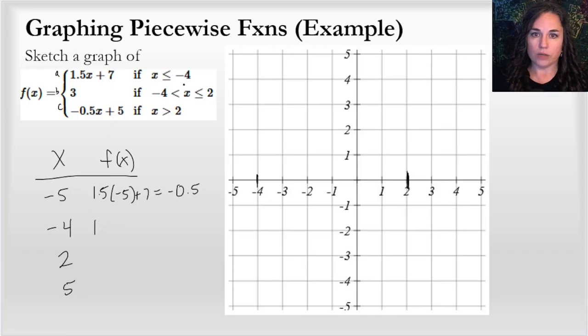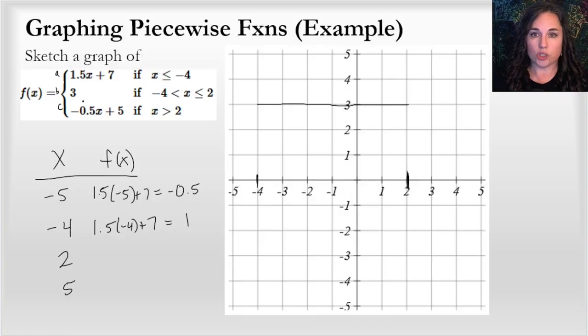At negative 4, I can see that my function is still the first part of the piecewise function. So I have 1.5 times negative 4 plus 7. I was thinking 6 because 1.5 times 4 is 6. So I get negative 6 plus 7. That's 1. When I move to part B, then it just goes to 3. For any number between negative 4 and 2, the value is 3. All right, so I can just put that in there. So here is the middle part, 3, done with that part.